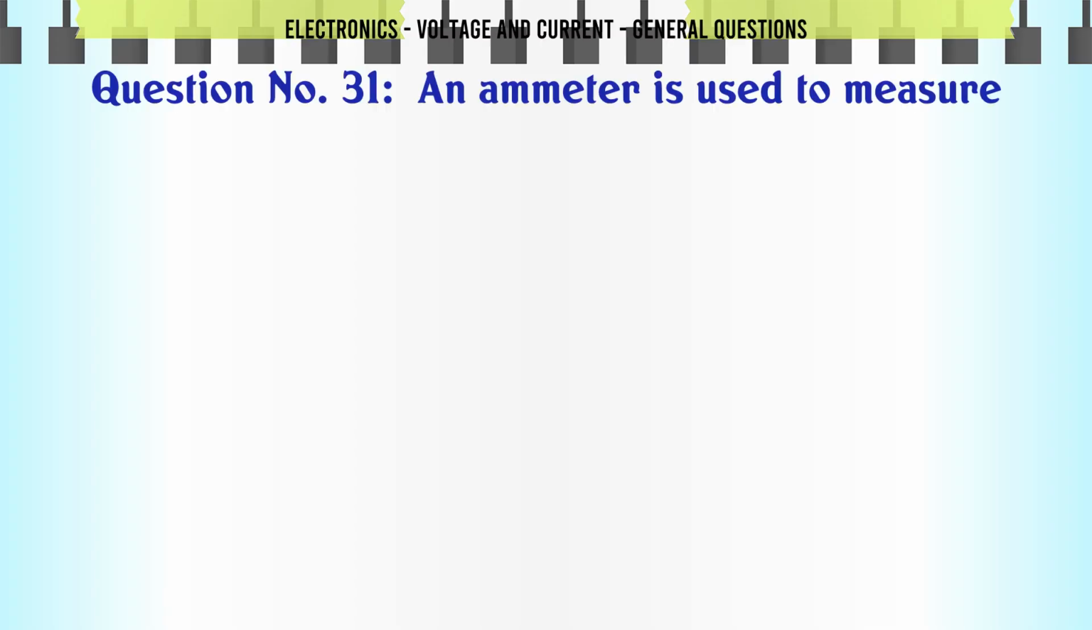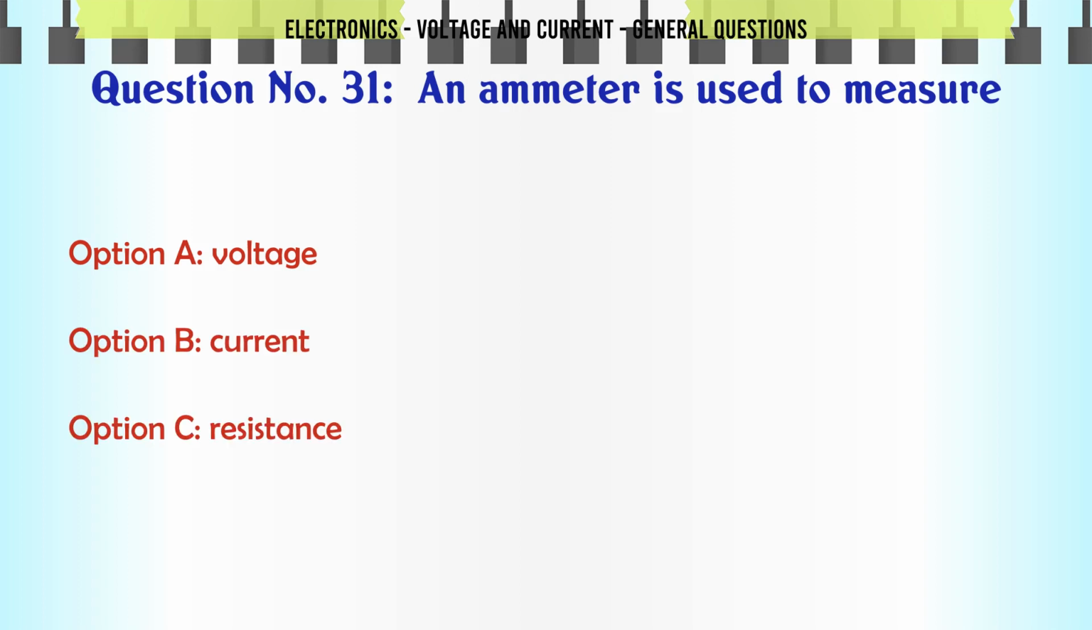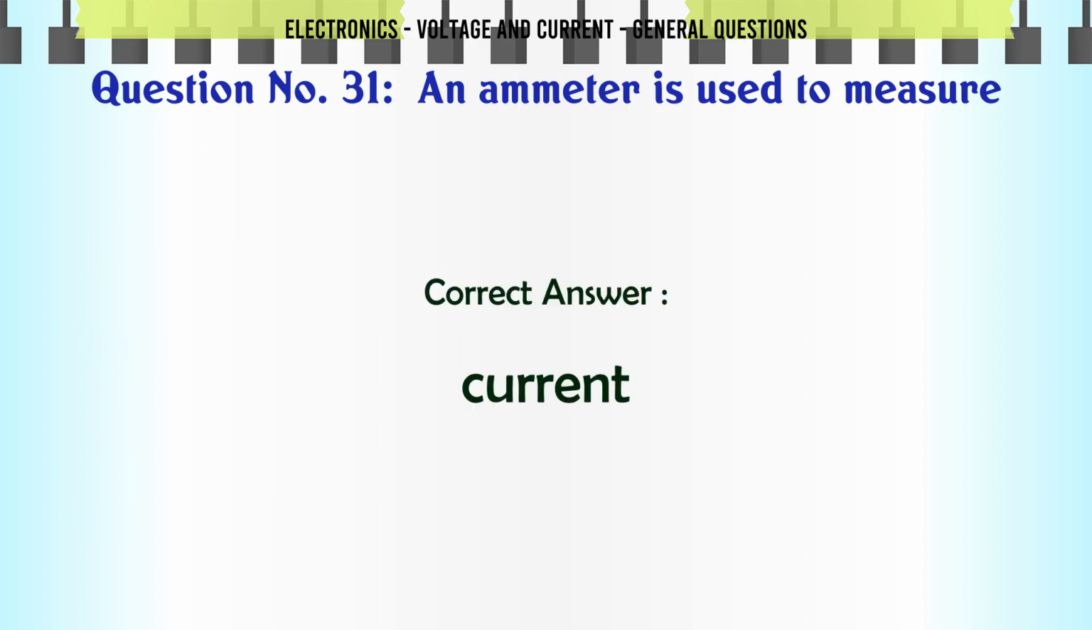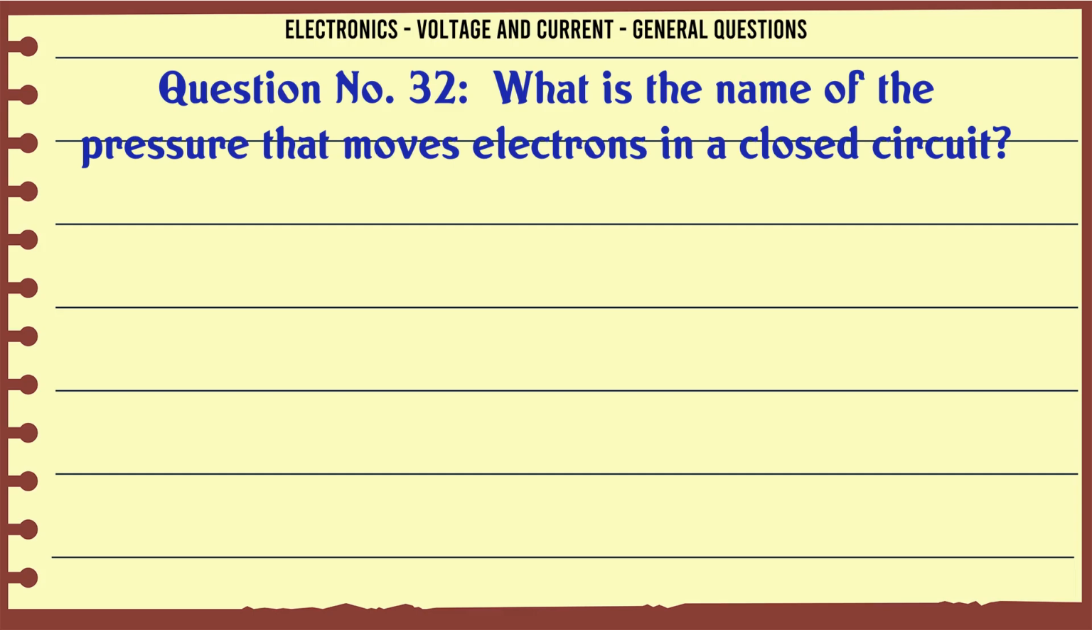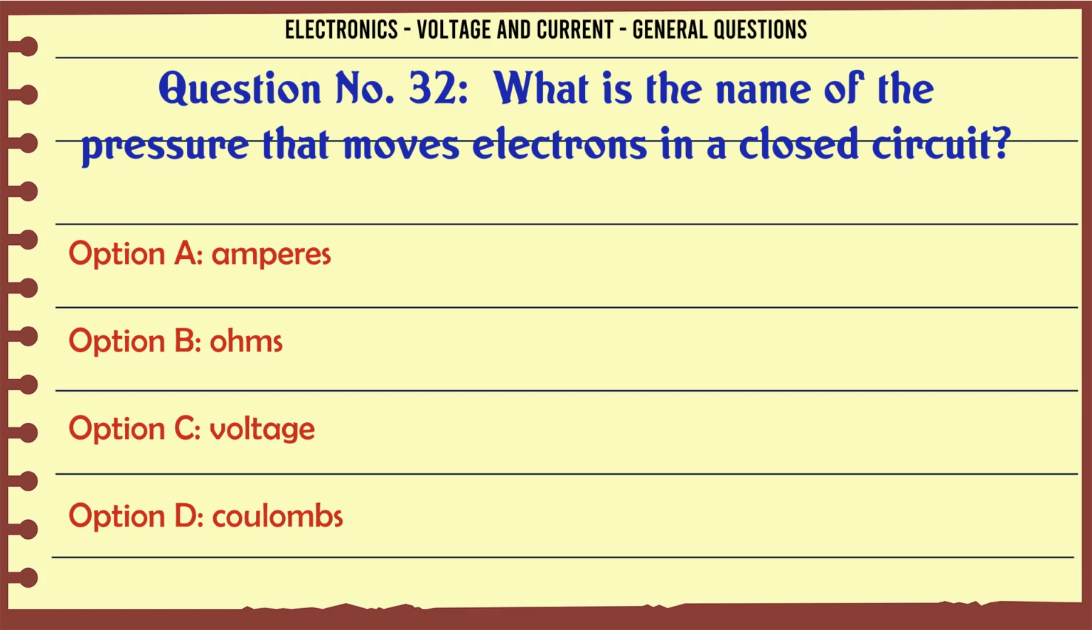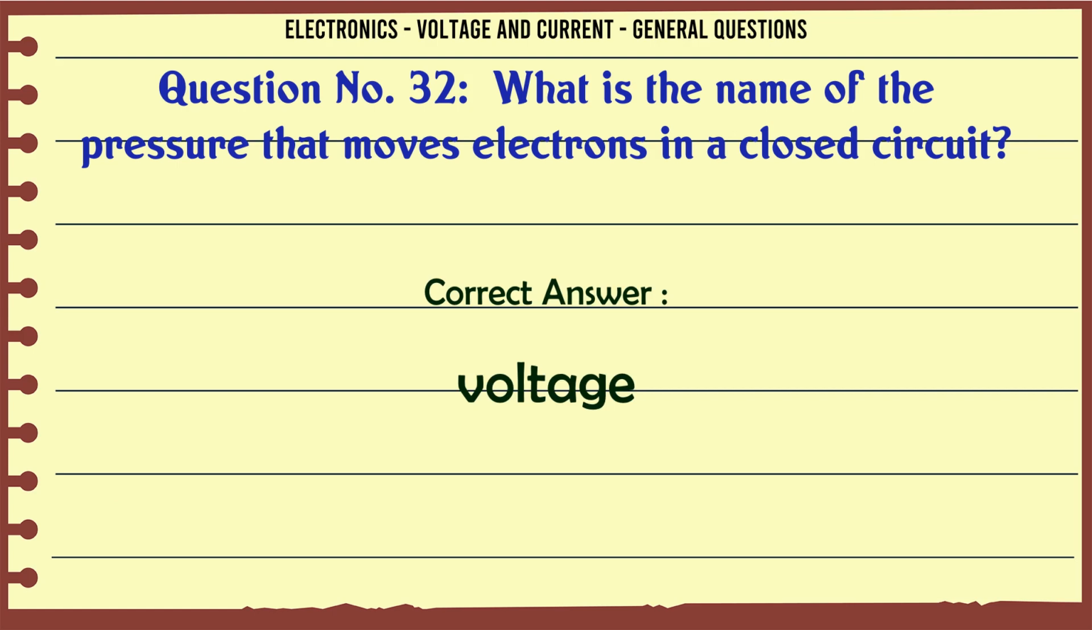An ammeter is used to measure A. voltage. B. current. C. resistance. D. all of the above. The correct answer is current. What is the name of the pressure that moves electrons in a closed circuit? A. amperes. B. ohms. C. voltage. D. coulombs. The correct answer is voltage.